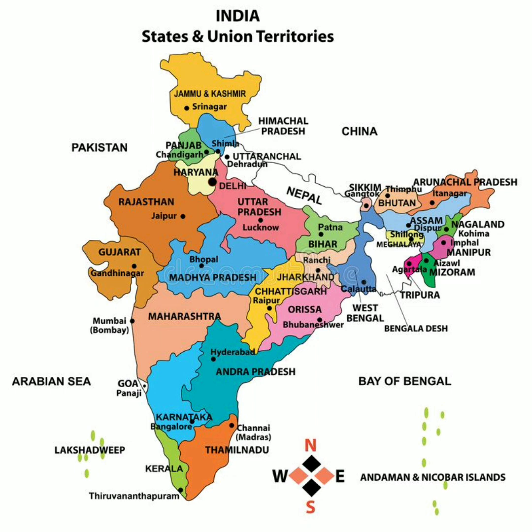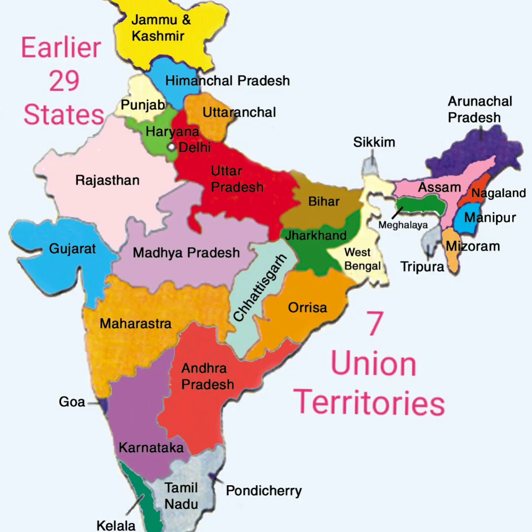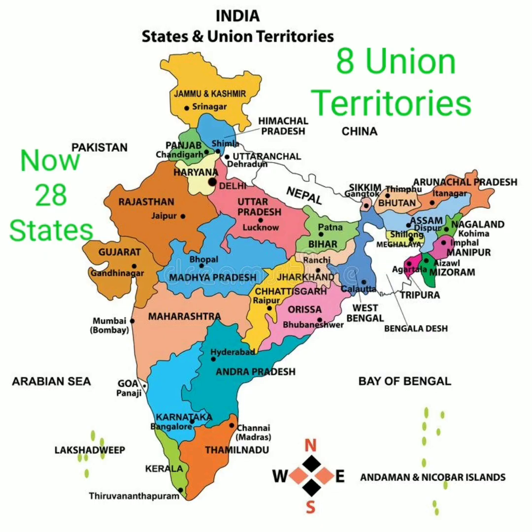India was divided into 29 states and 7 union territories. As earlier, India had 29 states and 7 union territories. Now, India has 28 states and 8 union territories.